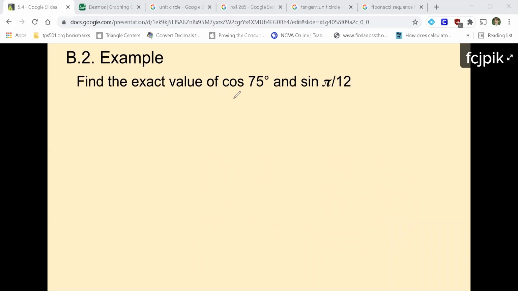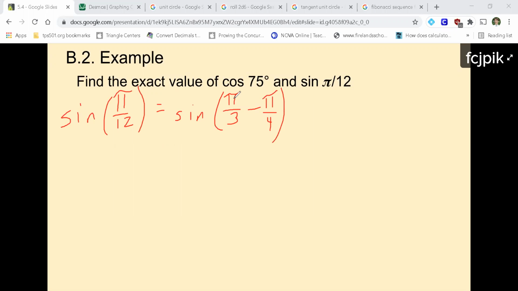Then sine of pi over 12 could be rewritten. Again, you could use degrees to do this, but if you did it in radians, that could be rewritten as pi over 3 minus pi over 4. Right? You would need to get a common denominator. So that'd be the same as 4 pi over 12 minus 3 pi over 12, which is 1 pi over 12.